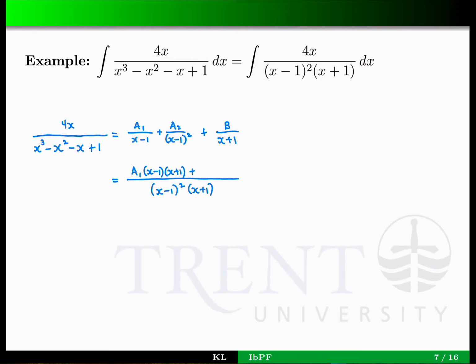For a2, we got here a sub 2. The denominator of a sub 2 is x minus 1 squared. Denominator is already x minus 1 squared. So a2 is only missing this expression. So a2 is only multiplied to x plus 1.